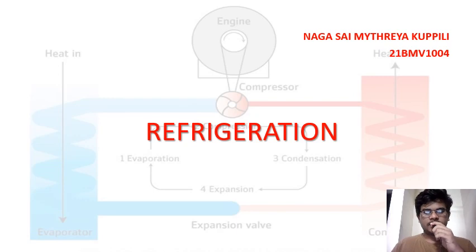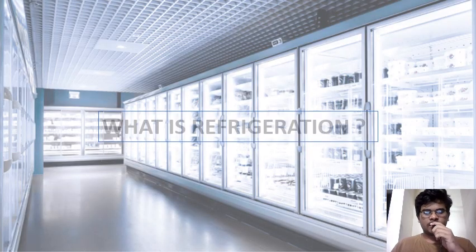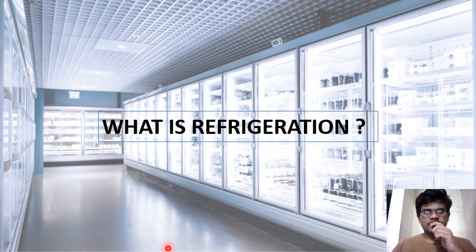So let's start with a basic question. What is refrigeration? Refrigeration is a simple process which involves reducing the temperature of a body by extracting the heat from it using a refrigerant from a refrigeration system. So let's see what is this refrigeration system, what are the different types of refrigeration systems that we have, how refrigeration works, and what are the components of refrigeration in the next slides.